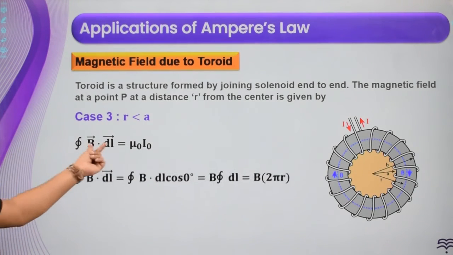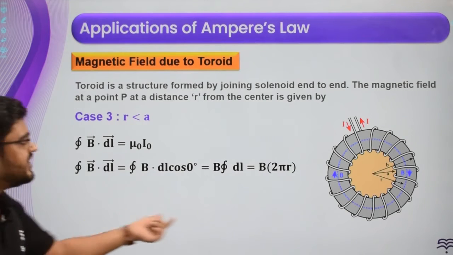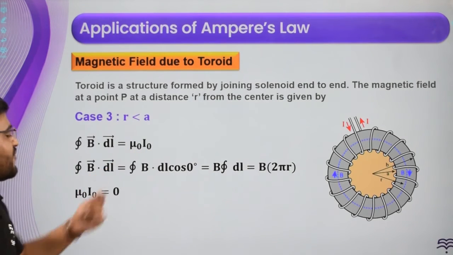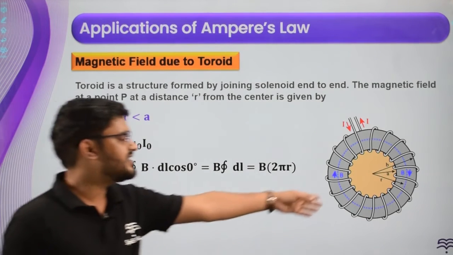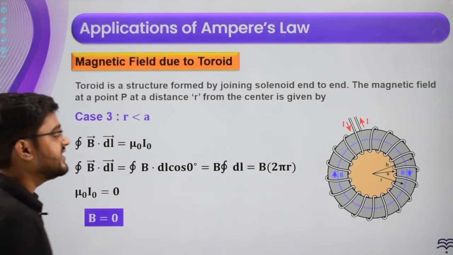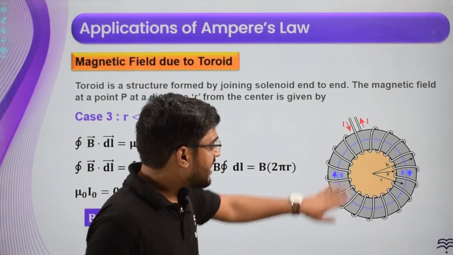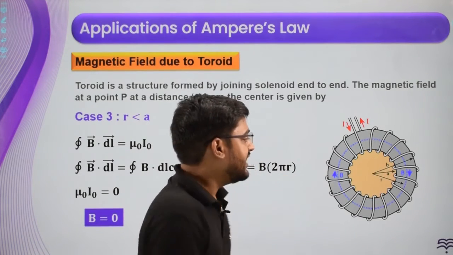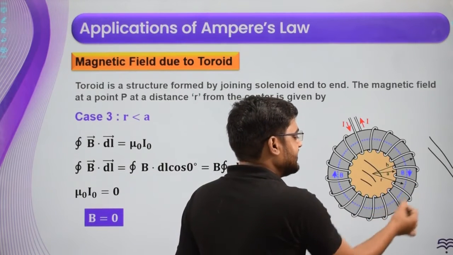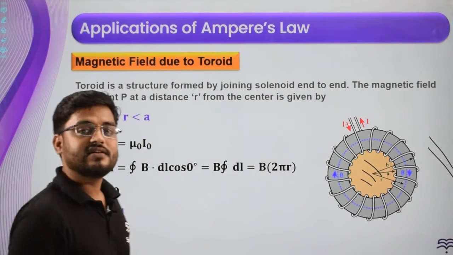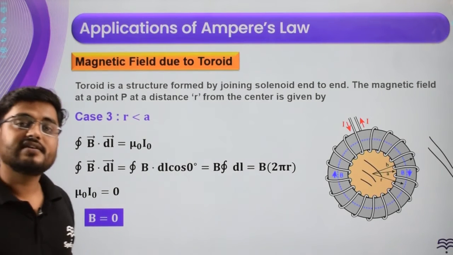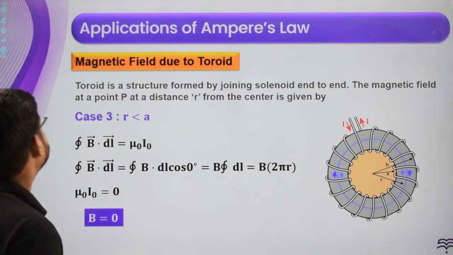So mu naught into integration of B dot dl is B into 2 pi R only. But at the same time, mu naught into sum of all the currents is 0, because no current is entering or leaving that Ampere loop. And eventually we get the magnetic field is 0. Again, inside in this region it is 0. In the outer region here it is 0. Here it is 0. And inside the toroid, it is same as the infinitely long solenoid, that is mu naught Ni, where N is the number of turns per unit length.